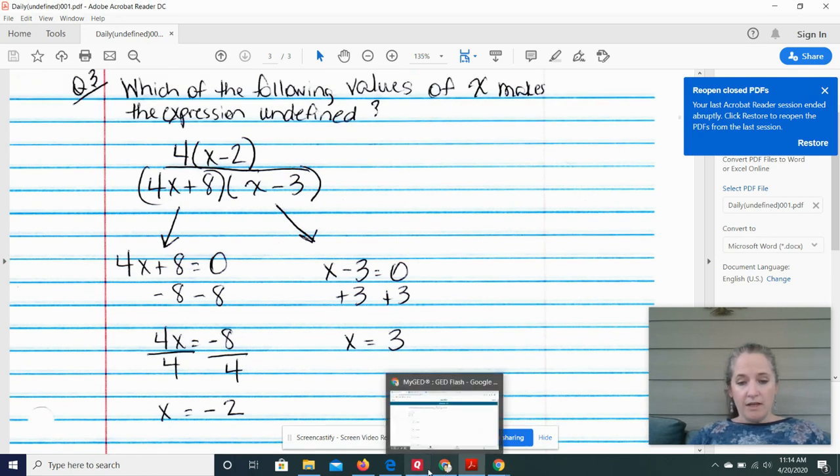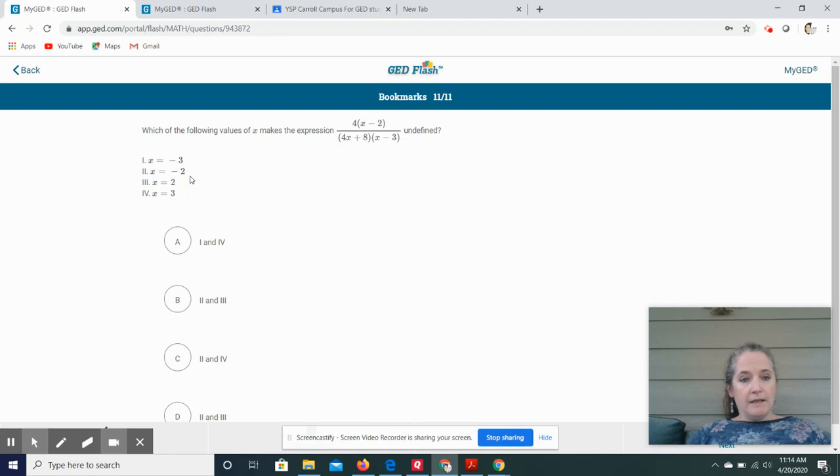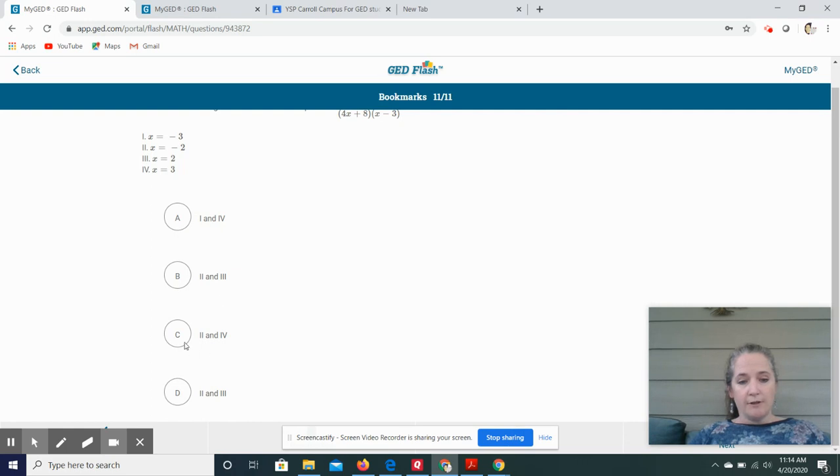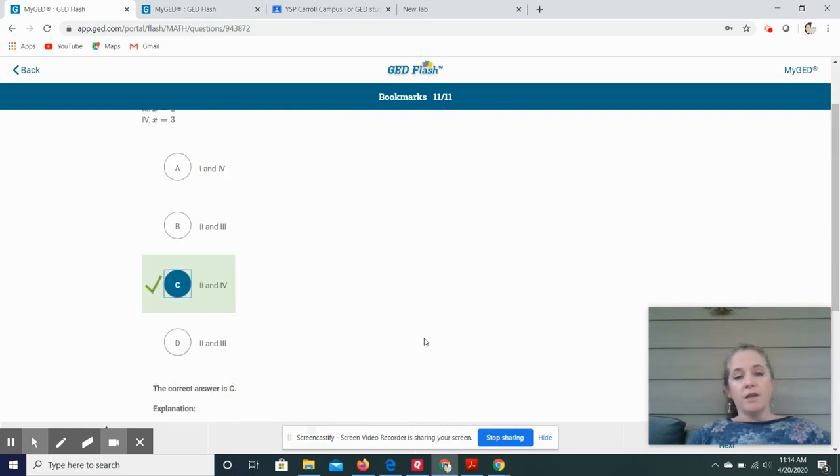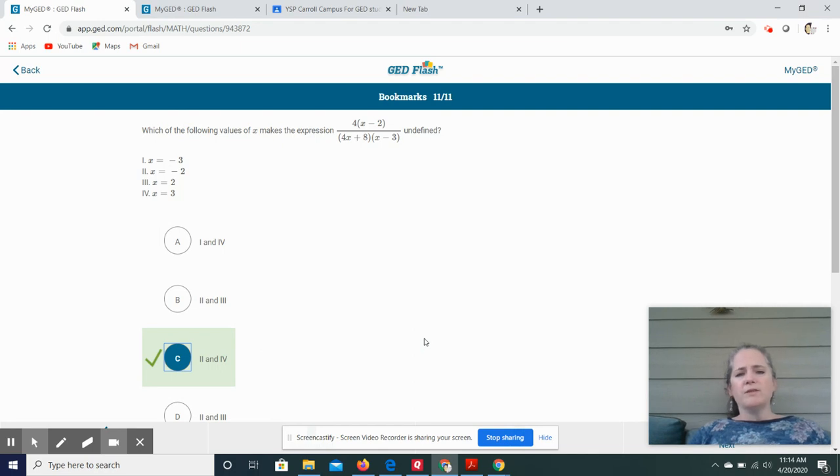So let's come over here. -2 or 3, that would be answers 2 and 4. So let's come down here, 2 and 4, and that is the correct answer. The point of this really is that they may be in different forms, these questions, but as long as you know that undefined means what's on the bottom equals 0, I think y'all can figure them out.